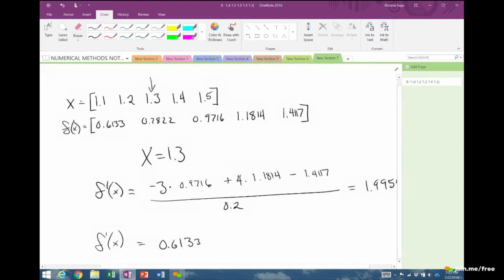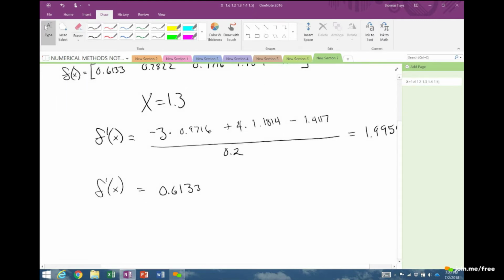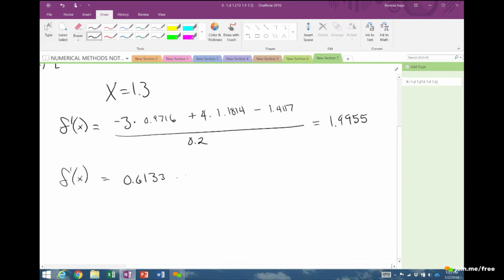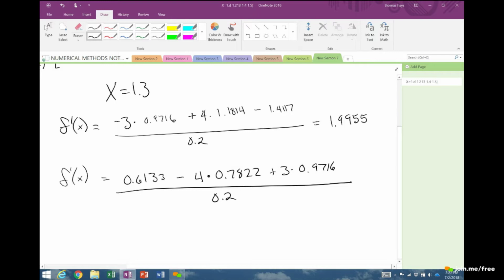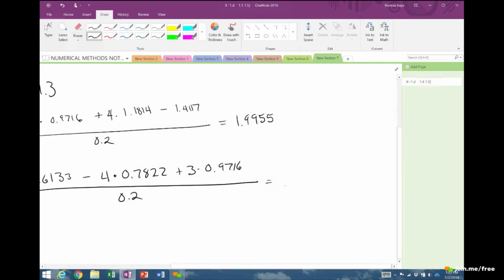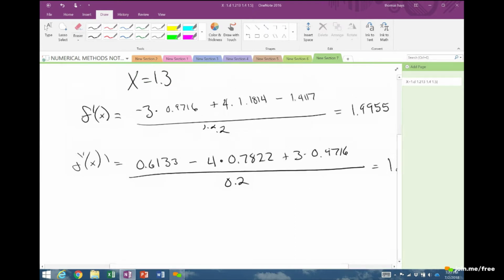So that would be 0.6133, looking at our data set. Yep, so that's the first element. We're going back in space, in our spatial dimension, 2 spots, minus 4 times the minus 1 term, so 0.7822, plus 3 times the term we're at, 0.9716, all divided again by 2h, so 0.2 for the same reasons. And that gives us a derivative value of 1.9965. So ever so slightly different in the thousandth decimal place than the forward-looking difference.